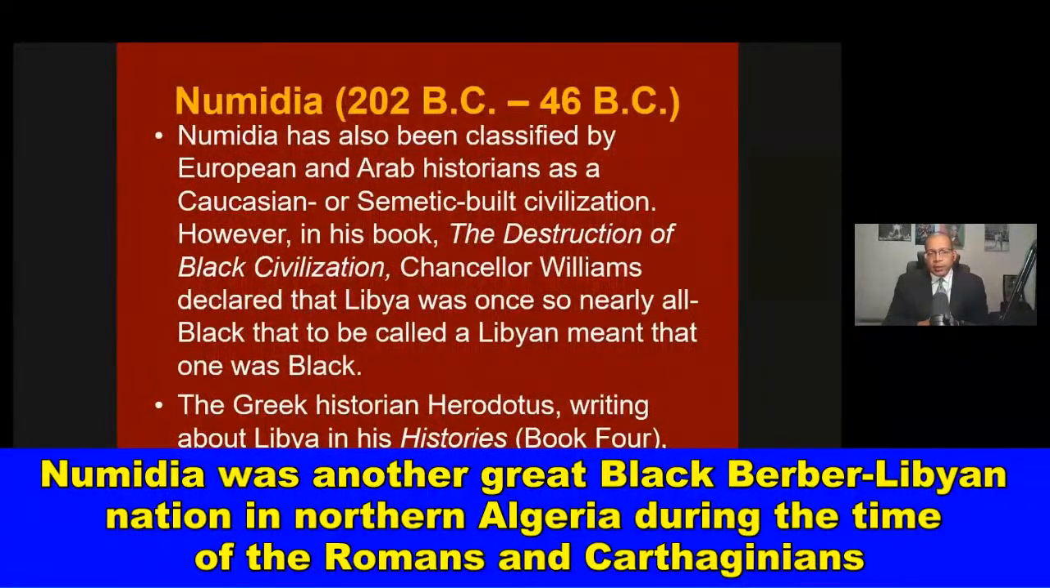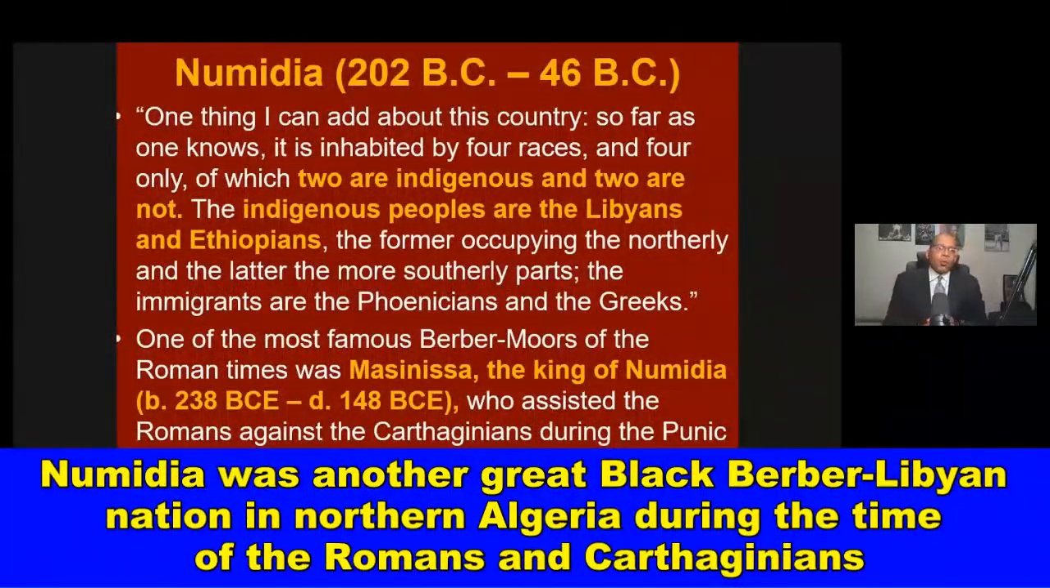The Greek historian Herodotus, writing about Libya in his Histories, Book 4, stated, quote, "One thing I can add about this country, so far as one knows, it is inhabited by 4 people, of which 2 are indigenous and 2 are not. The indigenous people are the Libyans and the Ethiopians. The former, the Libyans, occupying the northerly, and the latter, the more southerly parts. The immigrants are the Phoenicians and the Greeks."